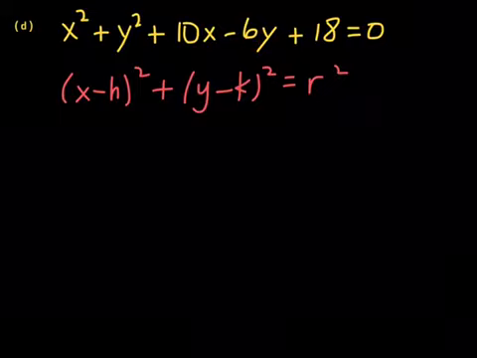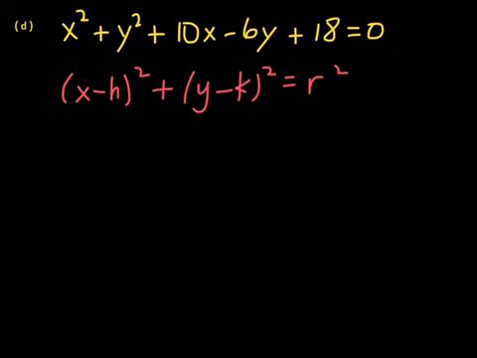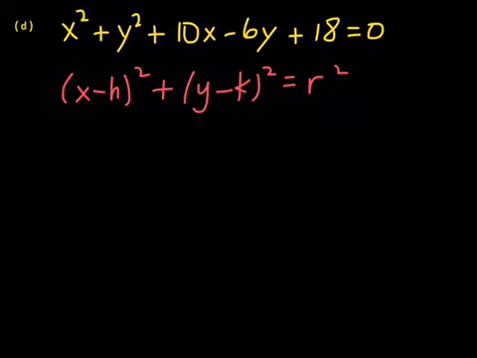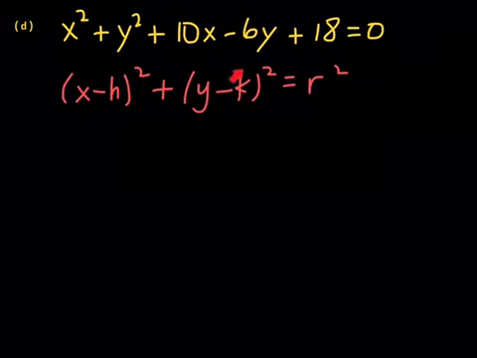So really what we want to do is get a perfect square in x and a perfect square in y. In other words, complete the square in x and complete the square in y, and then you'll get the squares of these binomials here. So let's complete the square in x and complete the square in y.